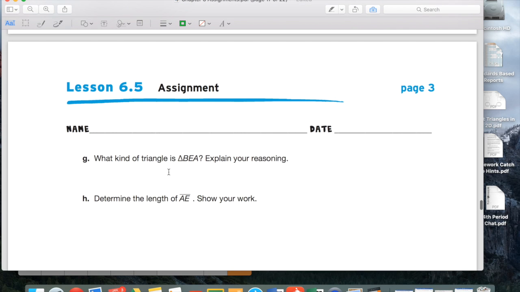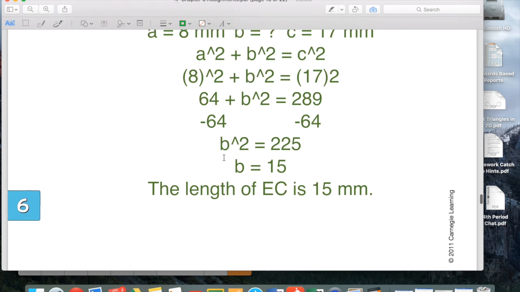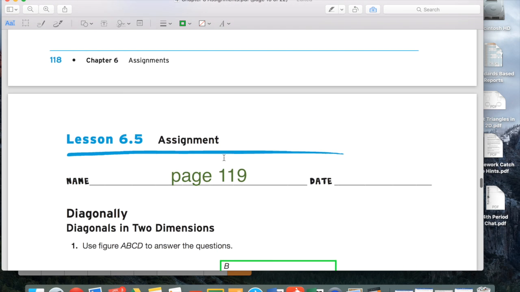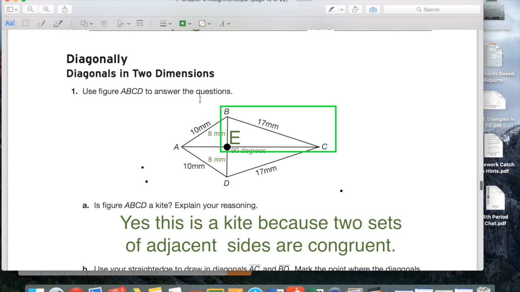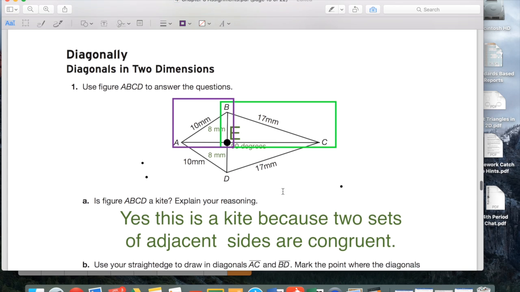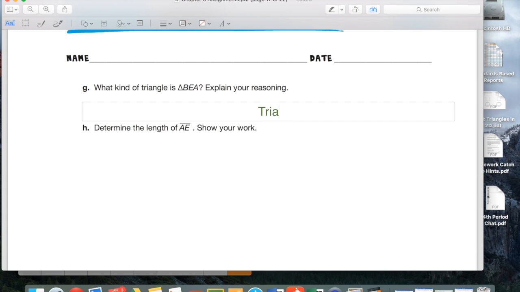What kind of triangle is triangle BEA? Explain your reasoning. So let's go back up here. Remember, we're looking for triangle BEA, with this triangle right here. So it's got a right angle. That means that it's still a right triangle. So triangle BEA is a right triangle because angle E is a right angle.